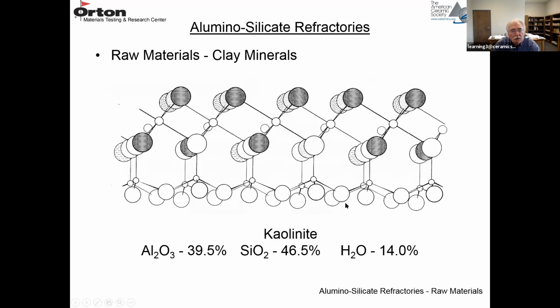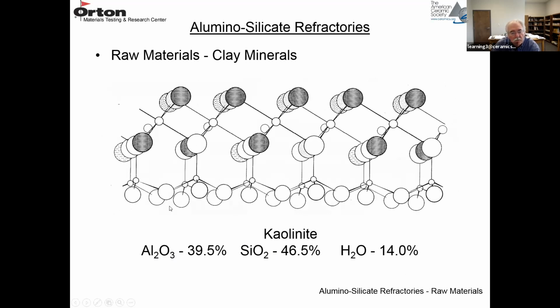So those are the 3 major groups of clays that can be used for raw materials. The most common one is kaolinite, and kaolinite has about 40% Al2O3, about 47% SiO2, and the balance before it's dehydrated is about 14% water.